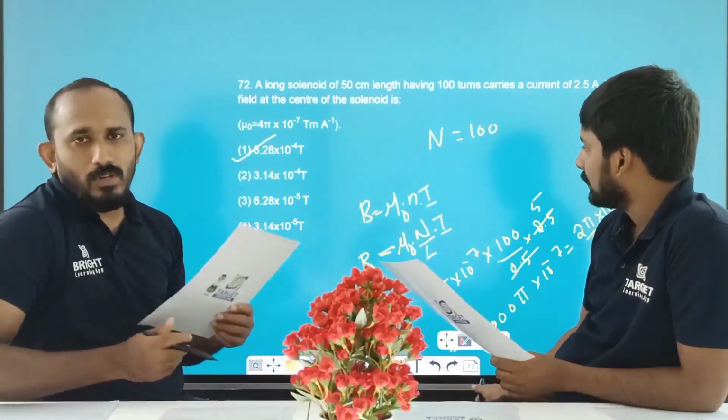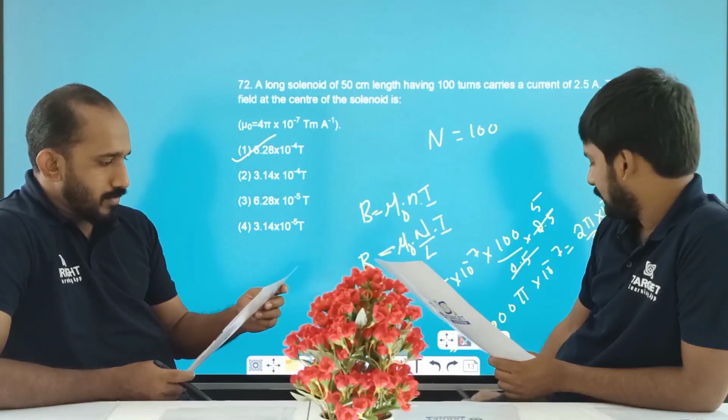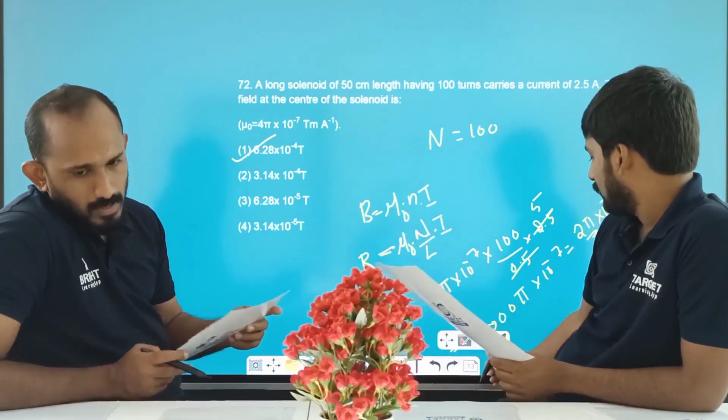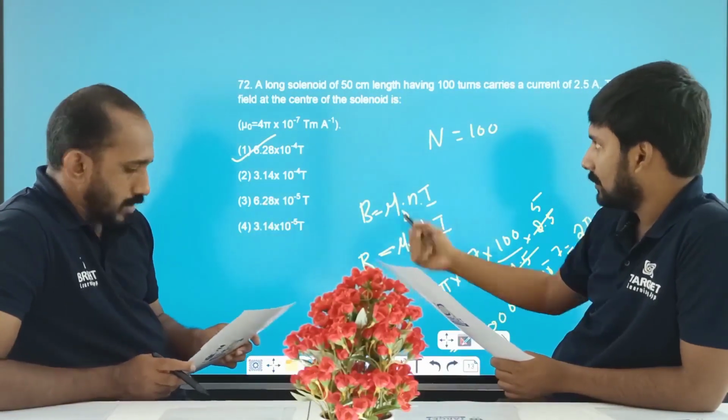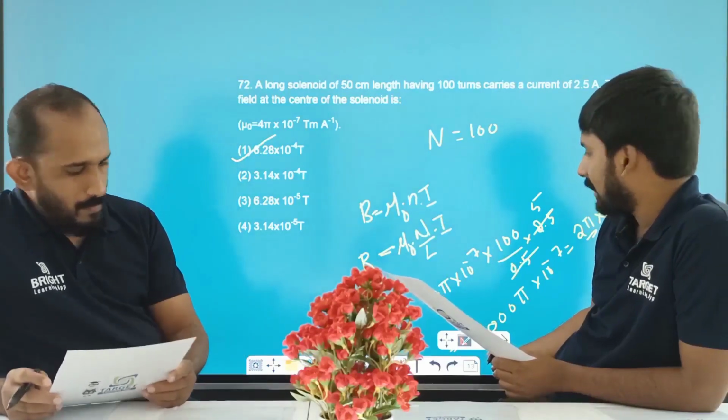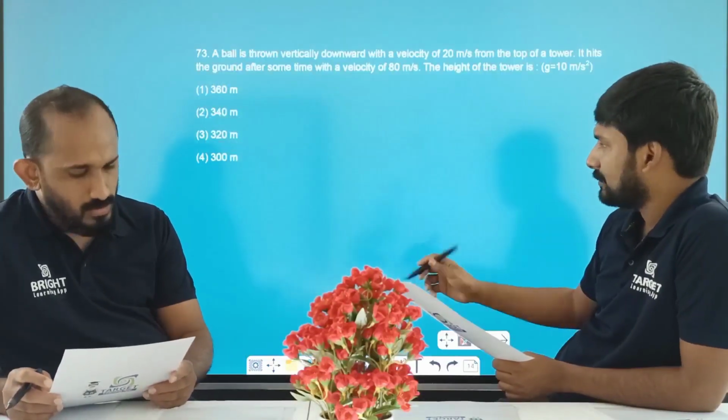So from the Ampere's circuital law application in the moving charges and magnetism chapter, we got only one question. Shall we move to the next chapter's question? Yes, of course, we can move to the next question. Only just the first question from moving charges.